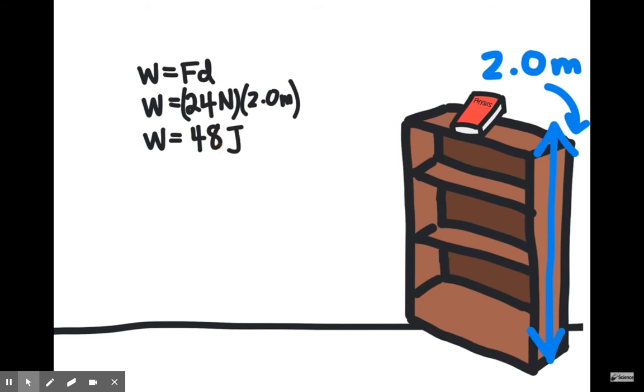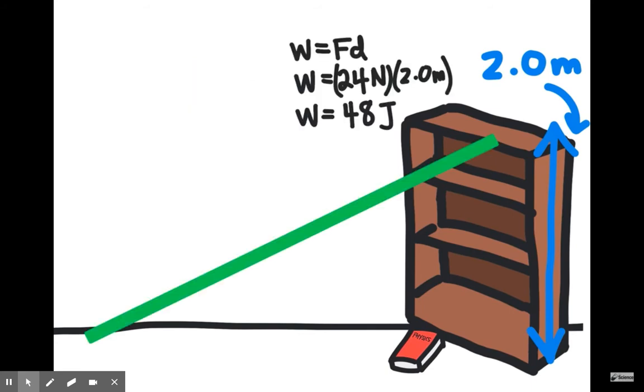Now let's say that you were not strong enough to apply 24 newtons. No matter what you could do, you could not apply that force, and so you couldn't lift that book. This is where our machine comes in. So now we bring in our inclined plane, and we can push the book along the inclined plane and get it all the way up here to the top of the bookshelf.